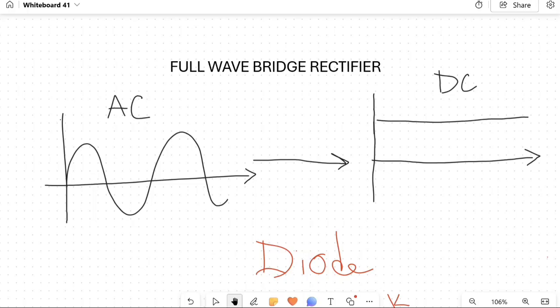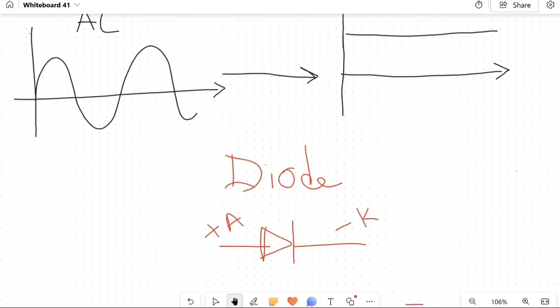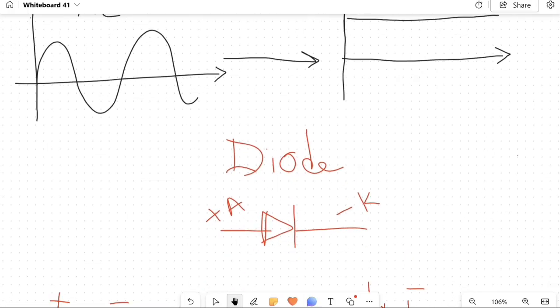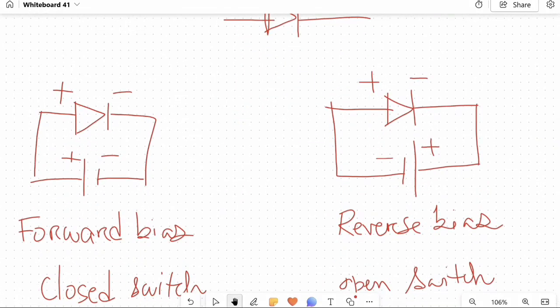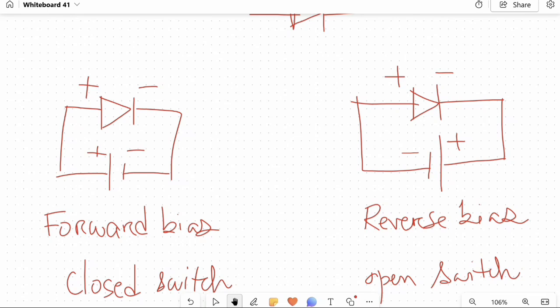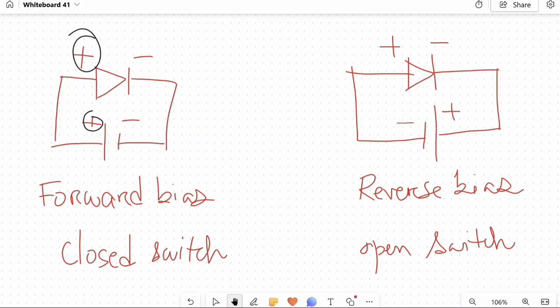So at first, let's review what we know about diodes. Diodes are PN junctions sandwiched together in a way that can be used as a voltage controlled switch. A diode can operate in two modes. We call them forward bias and reverse bias. In the forward bias, the positive terminal of the voltage is connected to the positive terminal of our device. In this case, the diode acts as a closed switch, meaning that it allows current to flow through it.